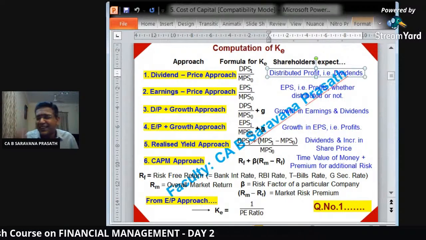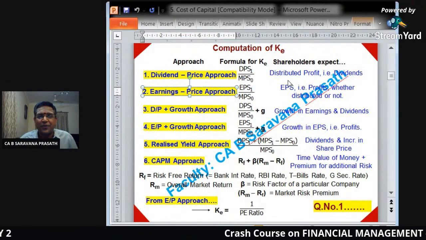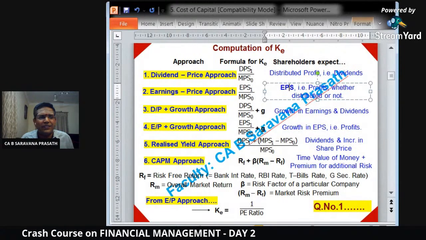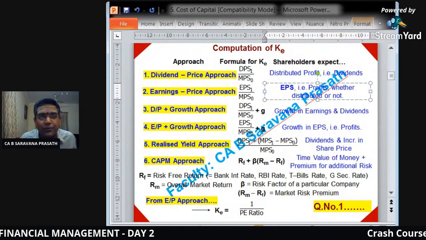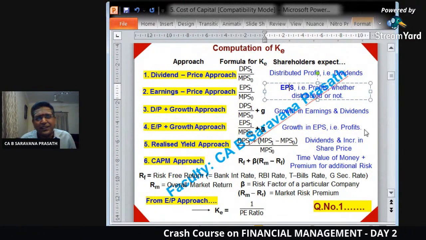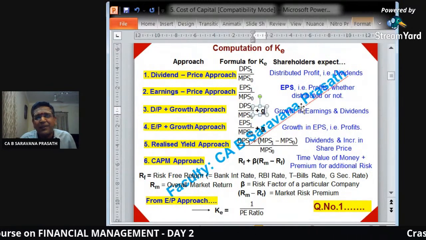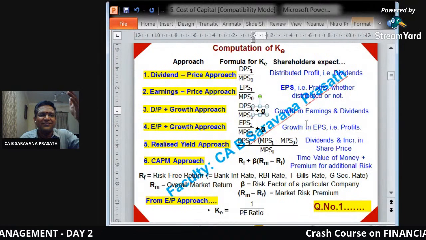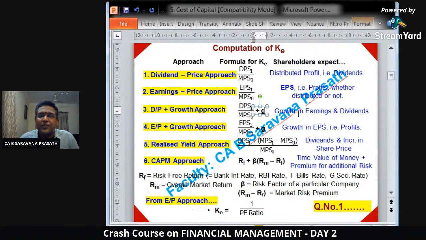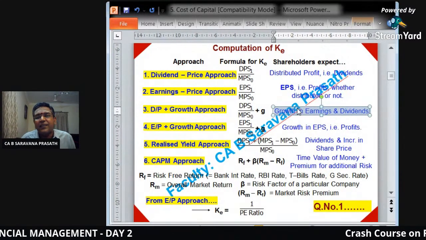The first shareholder is interested in the dividend under the first approach. Now, a more mature shareholder is interested in EPS, that is profits of the company. Whether it is distributed or not, it doesn't matter. Second approach. Third approach, the shareholders' expectation is only dividend now, but dividend not for just 1 year, but on a permanent basis till infinity. Going concern assumption, no? So consequently, till infinity. So here, the shareholders' expectation is growth in earnings and dividends.